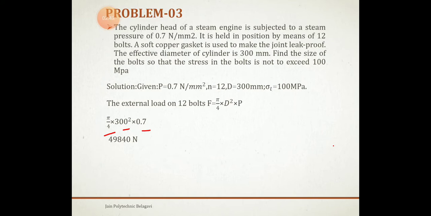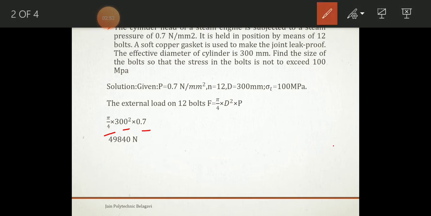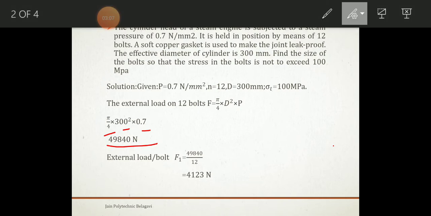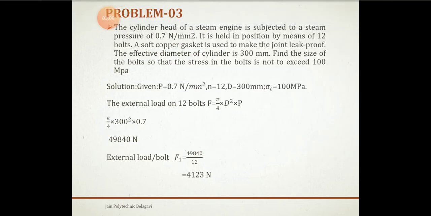But we want the force which is acting on a single bolt. So what we have to do? We have to simply divide this number by 12. You will get the force acting on a single bolt. So this is the force acting on a single bolt, which is equal to 4123 Newton.